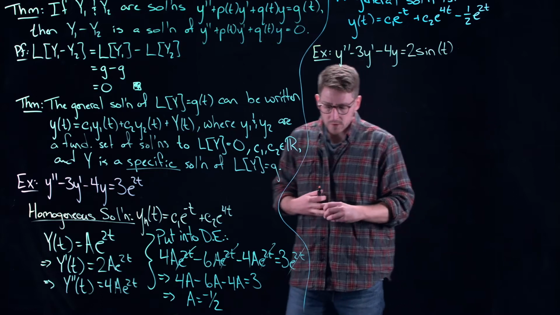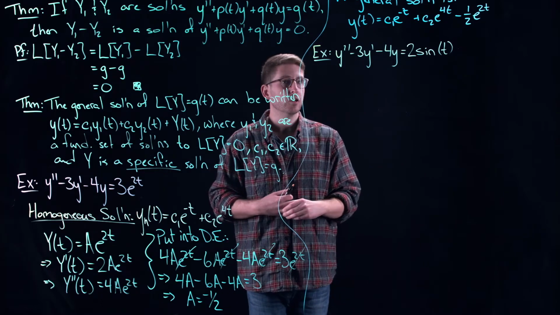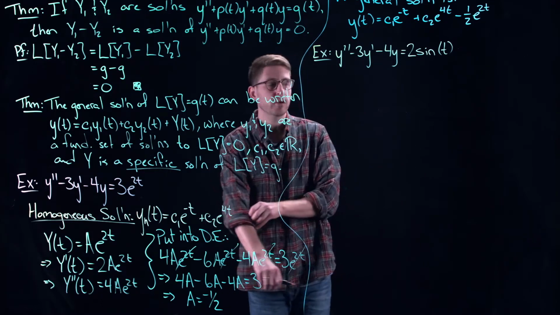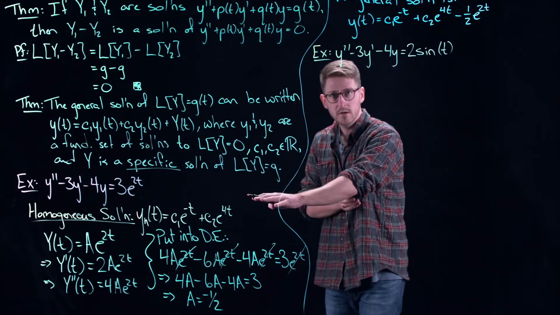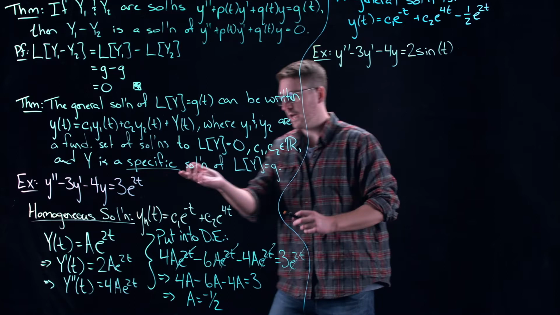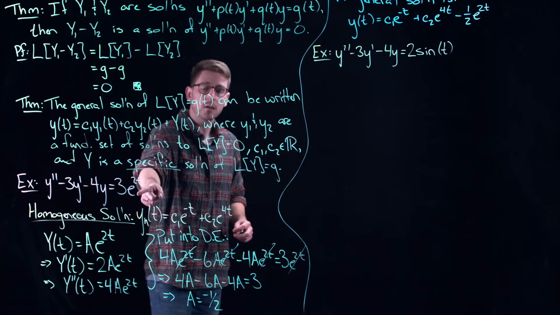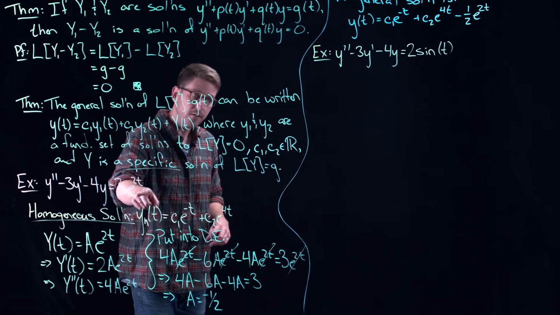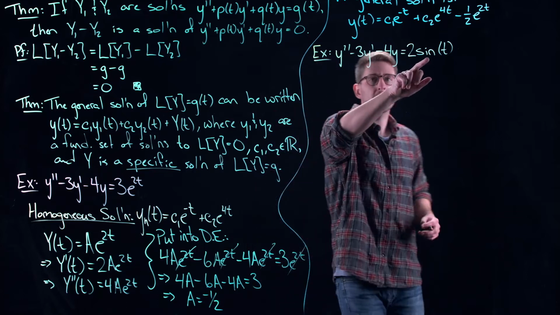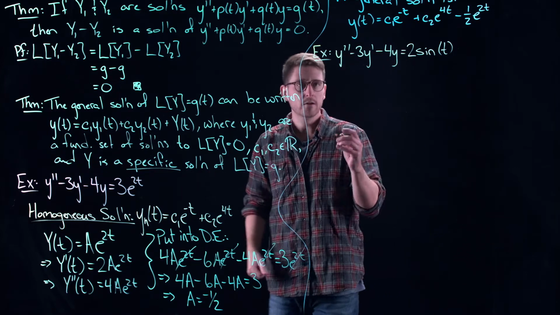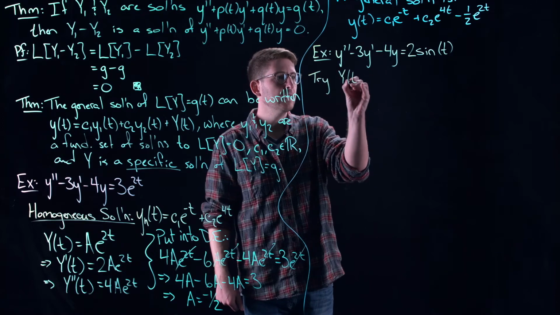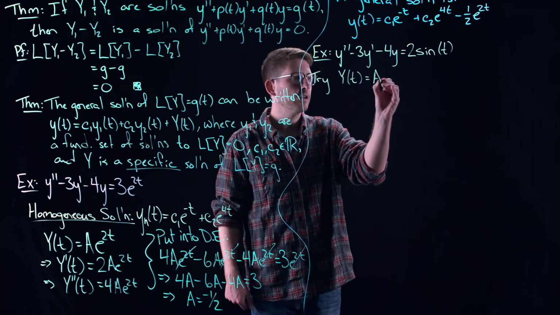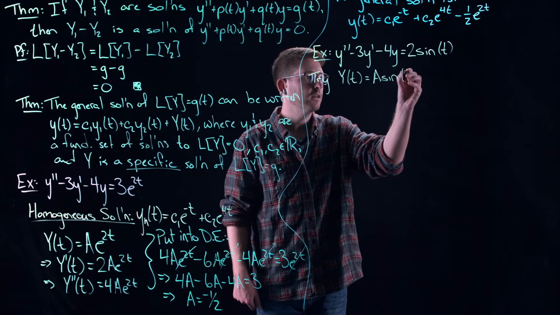Now, the first thing that you might be tempted to do is immediately imprint the idea from the previous example onto this example. So you said, okay, well, e to the 2t was hanging out on the right there. Okay, sine is hanging out on the right here. So why don't I try capital Y of t equal to some constant a times sine of t?